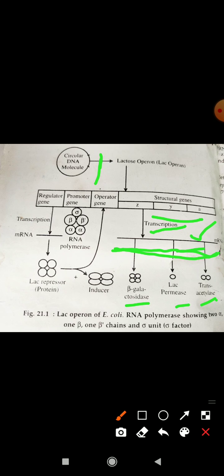Next to structural gene, there is operator gene. Situated near to the structural gene is an operator gene, which controls the structural genes or determines whether or not the structural genes are repressed by repressor. So this is repressor.